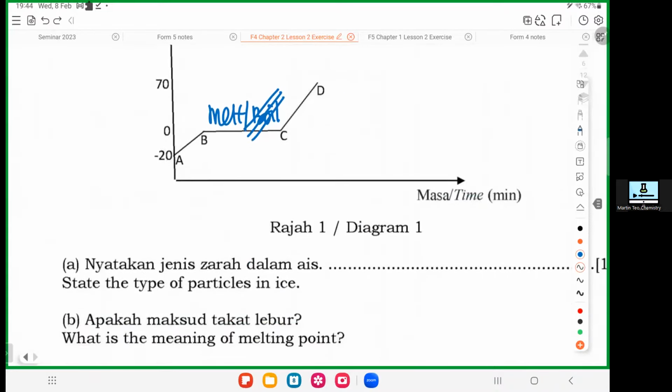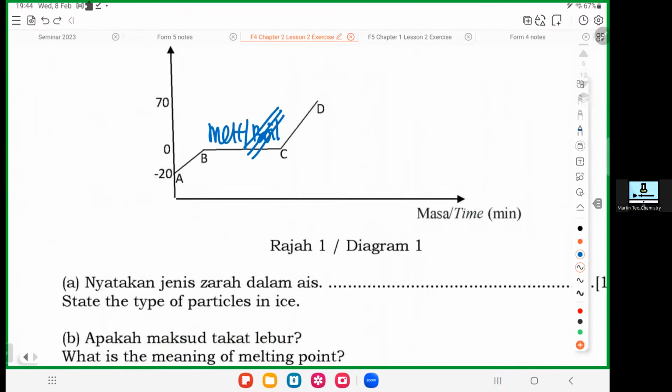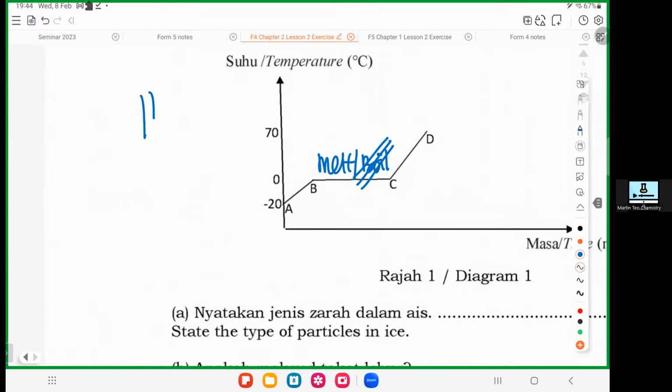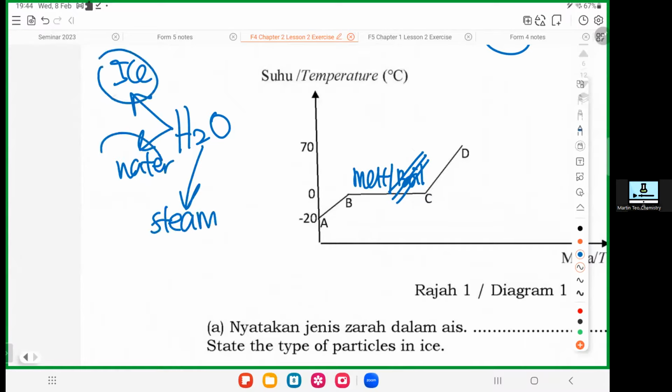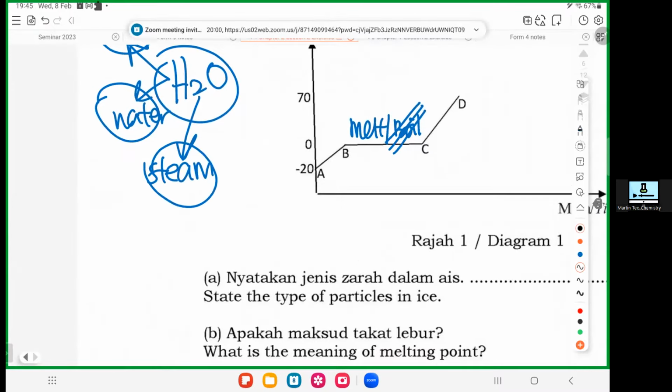Now, what is the particle in ice? Particle means atom, molecule, or ion. Ice is made from water, H2O. Water in solid form is called ice. Water in liquid form is called water. Water in gas form is called steam. But all of them are H2O. So H2O, tell me, atom, molecule, or ion?